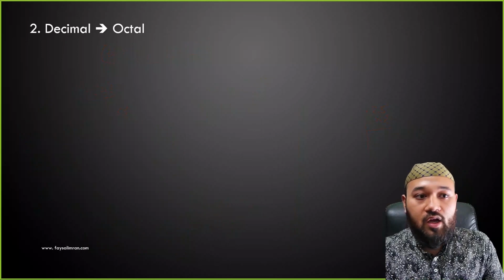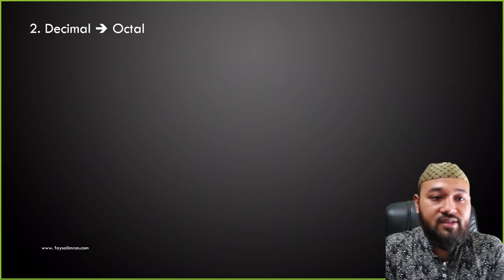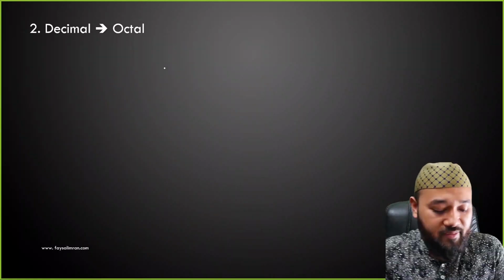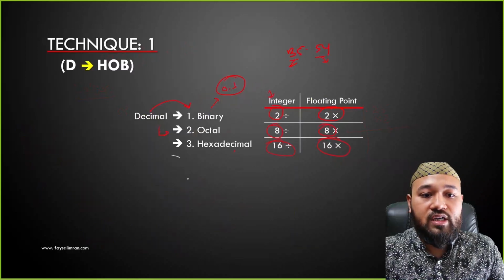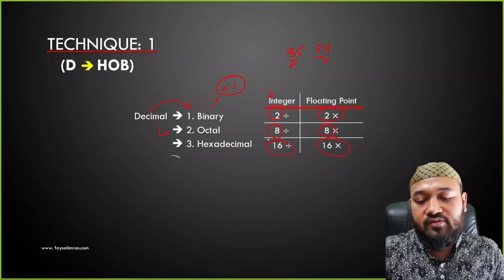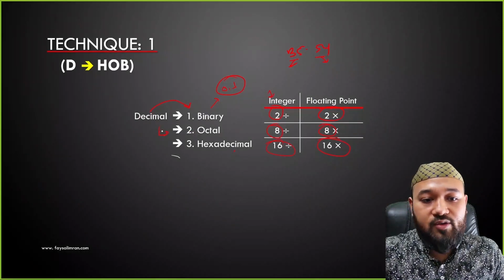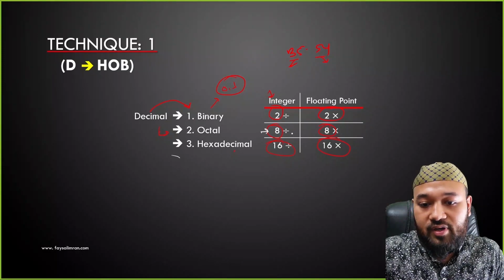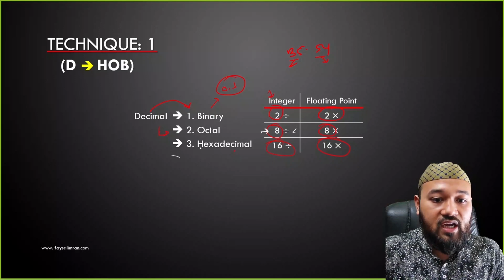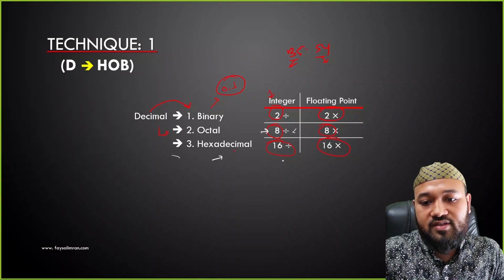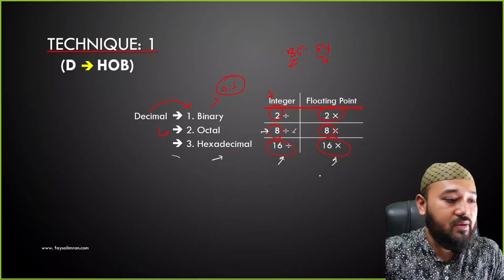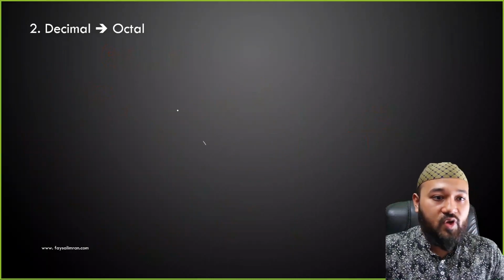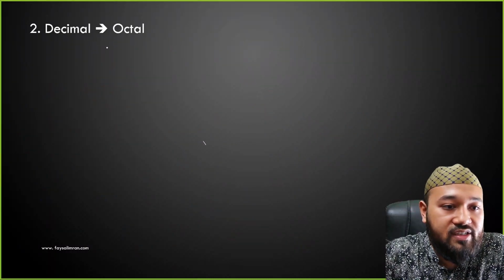Okay, here is our second math, decimal to octal. This is the same case as we did before: for octal to decimal we have to multiply this value by 8, and for the floating point and integer point we have to divide by 8. In the same case for hexadecimal, divide by 16 and multiply by 16.